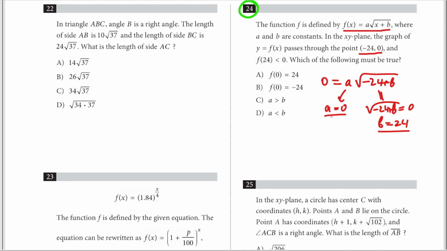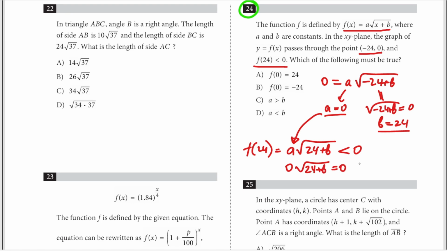Now, why do we have to reject a is equal to 0? Well, it's clear. We know that f of 24 is less than 0. That's our second condition. So if we plug that in, we get f of 24 is equal to a times square root of 24 plus b, and that has to be less than 0. So if you assume that a is equal to 0, then 0 times square root of 24 plus b will just have to be equal to 0. No way is that less than 0. Hence, a is equal to 0 has to be rejected, and b is equal to 24 is a given.